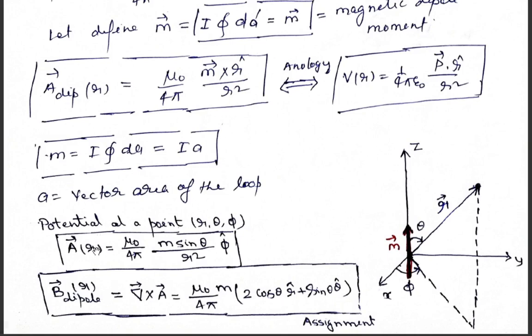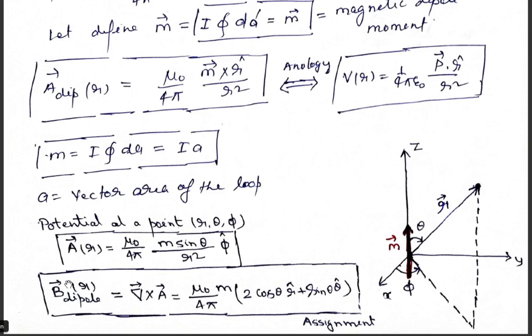Now we try to find the magnetic field due to a dipole from this magnetic vector potential. This problem we have not done earlier. I have not done any problem in which we tried to find the magnetic field due to a dipole. I am introducing it for the first time in our lecture. We know the magnetic vector potential due to a dipole, and then we can find out the magnetic field due to a dipole.